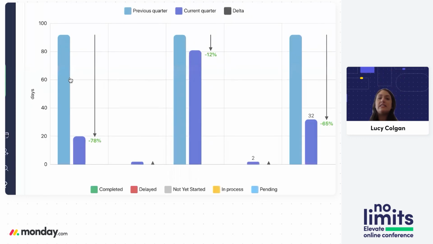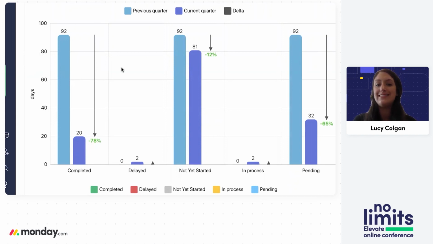The Performance Insights pulls in the status changes from the activity log on your board. So here you can see, if I wanted to understand how things were progressing from a status standpoint, how much did I complete last quarter compared to the current quarter, and overall, what is that delta? Similarly, what did I not start in the current quarter, and what is that delta looking like?